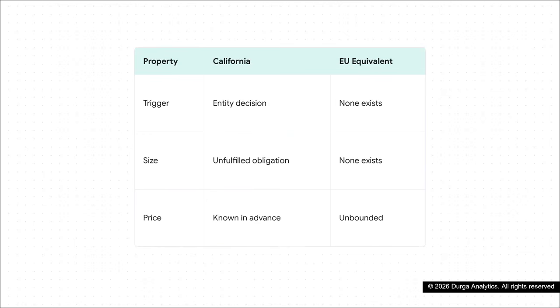They set a fixed price ceiling of $102.52 for 2026, bounded strictly by the unfulfilled obligation. Anyone can use it without permission. The EU, on the other hand, has absolutely no override mechanism, only an unbounded penalty.